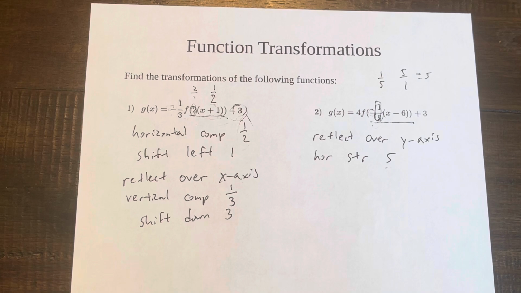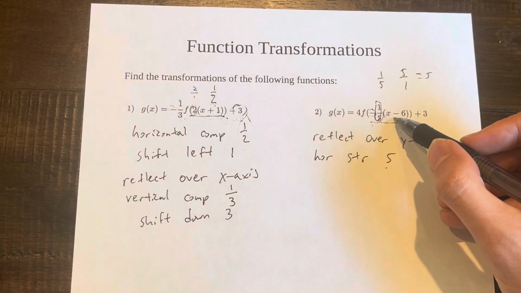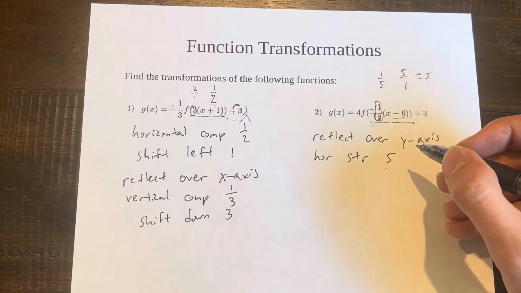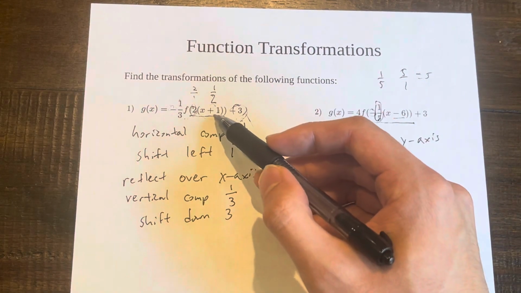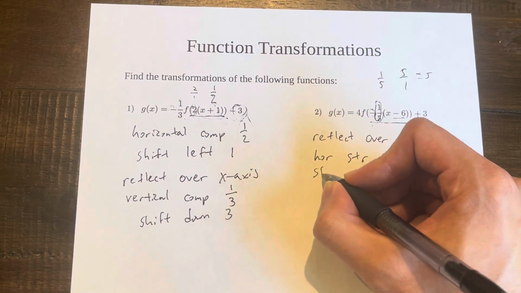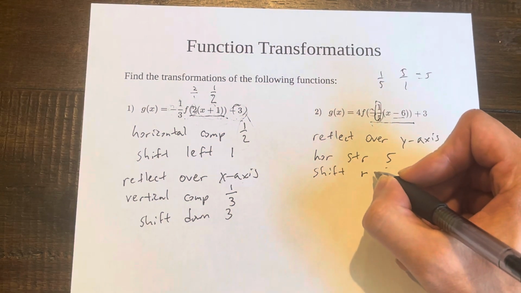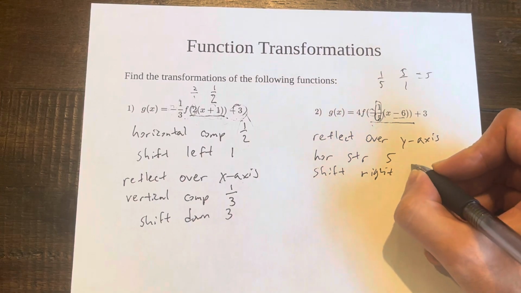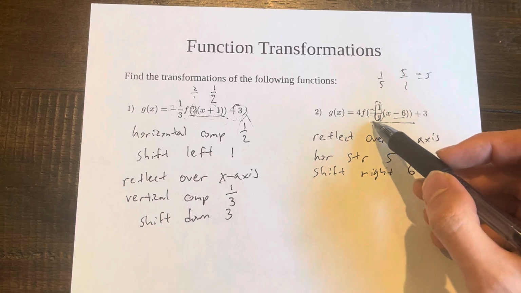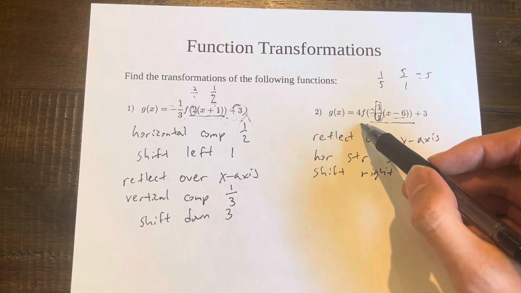And the next transformation is going to be the -6. So since the +1 meant shift left, the minus is going to mean shift right. Shift right by 6. Good. And now we can go outside the parentheses.